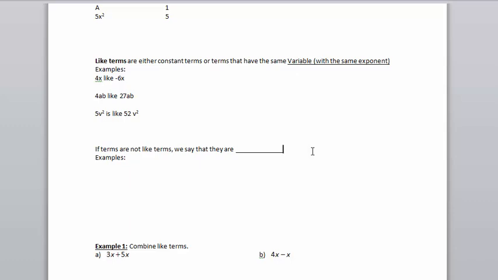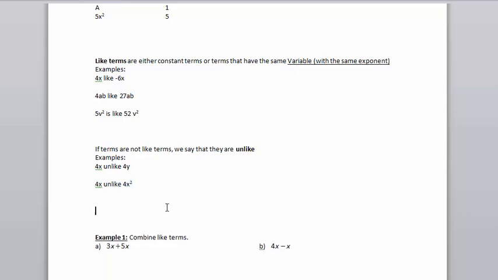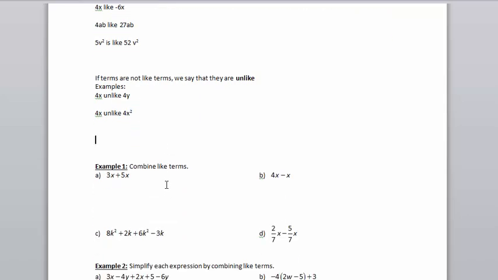If terms are not like, we say that they are unlike. For example, 4x is unlike 4y, and 4x is unlike 4x squared. We can only combine, using addition or subtraction, like terms.